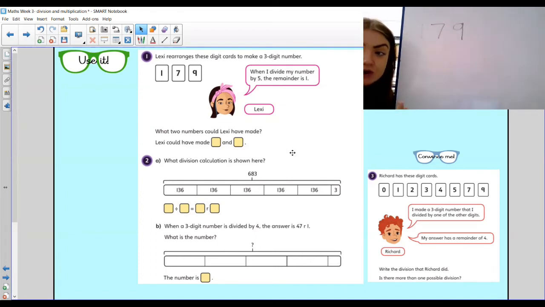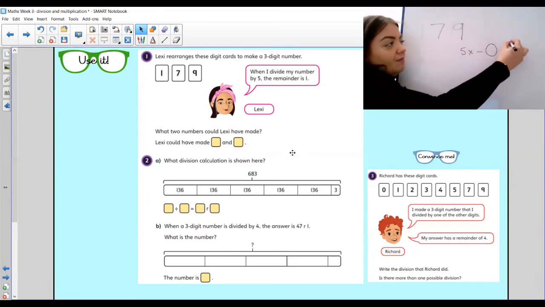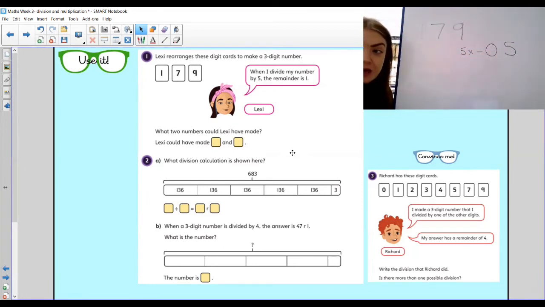They're the numbers that I've got to work with for Lexi's number. Now, it says that when she divides by 5, the remainder is 1. So what do we know already about our 5 times table? They end in a 0 or a 5. Okay, so the ones is going to be a 0 or a 5.